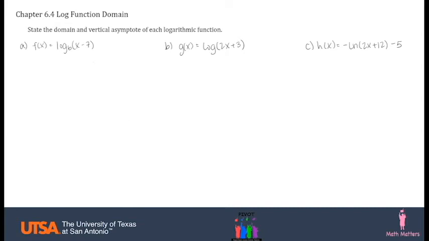So chapter 6.4 talks about the domain of the logarithmic function. An important thing to note is that the log function is the inverse of the exponential function. Since for exponential functions the domain is all real numbers, the range of the log function is going to be all real numbers, since it's the inverse. And the parent function for the exponential graph has a range of 0 to infinity, so that's going to be the domain for the log graph. And these are our parent functions.